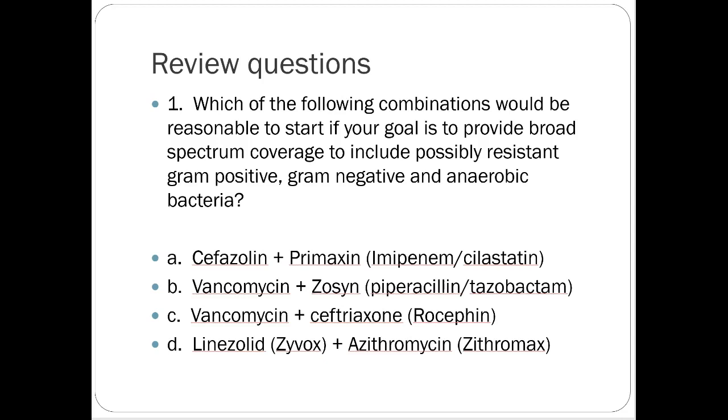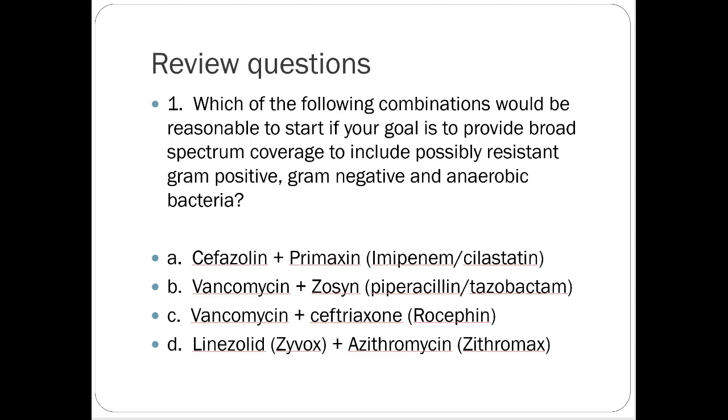Which of the following combinations would be reasonable to start if your goal is to provide broad spectrum coverage to include possibly resistant gram-positive, gram-negative, and anaerobic bacteria? The reason I'd ask a question like this is because it really applies to a lot of different types of infections you would treat in different parts of the body. So it's a nice question to capture the essence of broad spectrum coverage.